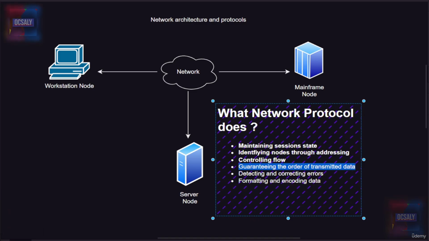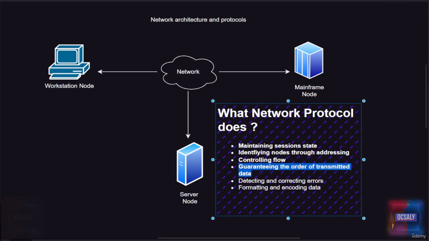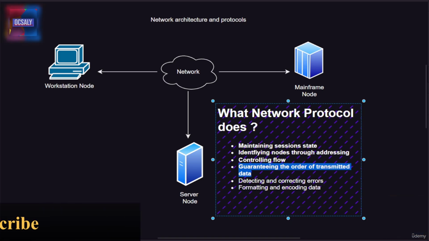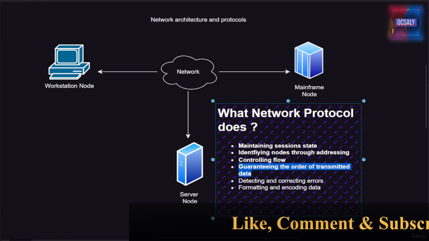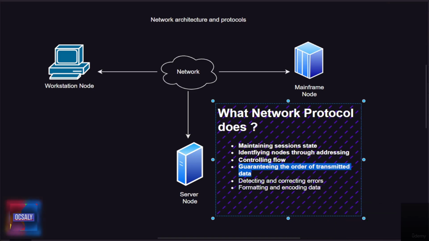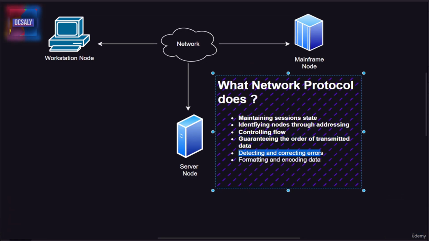We are also going to be guaranteeing the order of transmitted data. Many networks do not guarantee that the order in which the data is sent will match the order in which it is received, and a protocol can reorder the data to ensure it's delivered in the correct order. And we are also going to detect and correct errors here. Many networks are not 100% reliable, right? Data can become corrupted, and it's important to detect the corruption and ideally correct it.